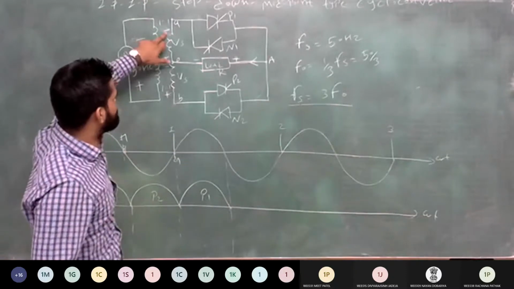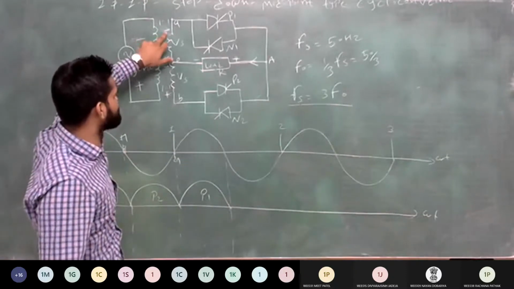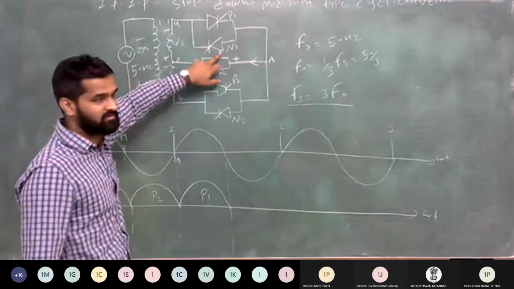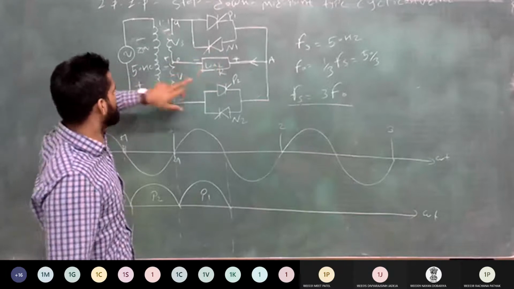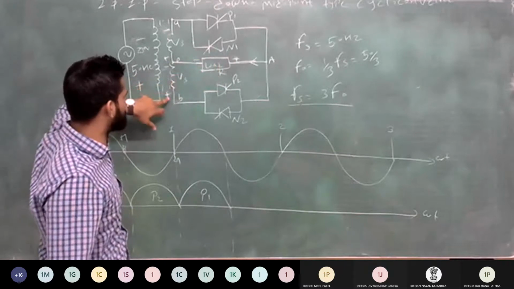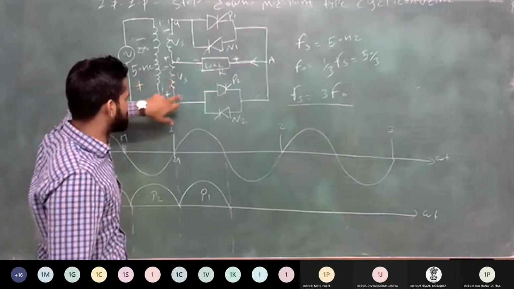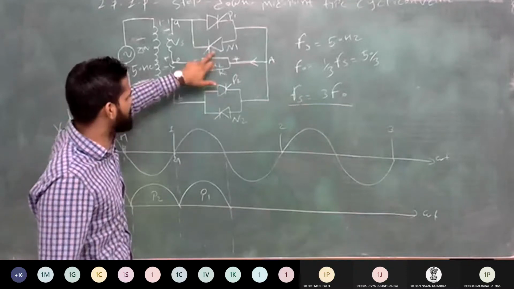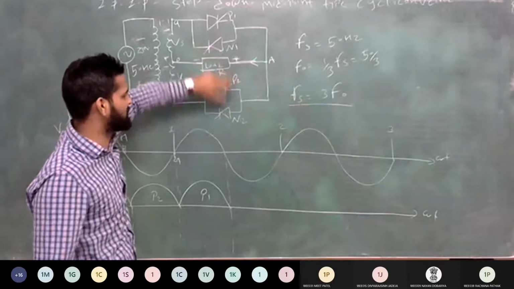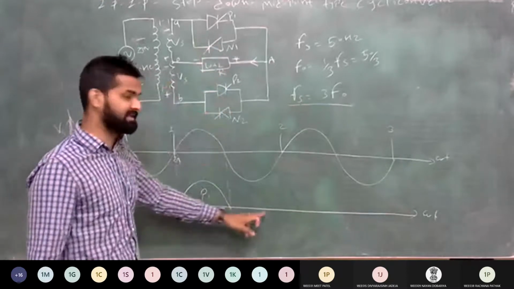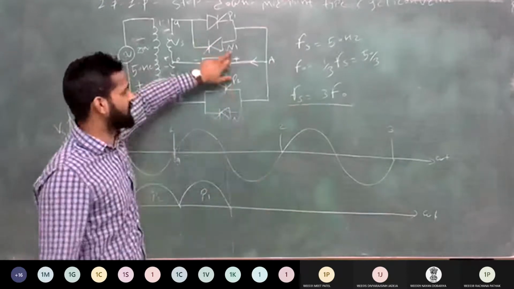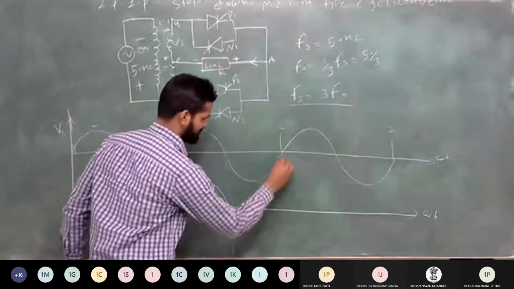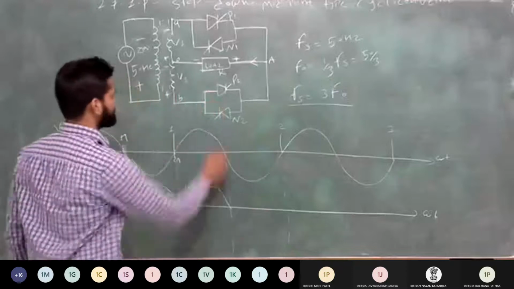Let's check it. In the negative cycle, A is negative, connected with the cathode, so N1 is forward bias. From the lower half, B is positive, connected with the anode of P2, so it is forward bias. So N1 and P2 are forward bias, and the rest are reverse bias. But we require the negative cycle, so you turn on N1.